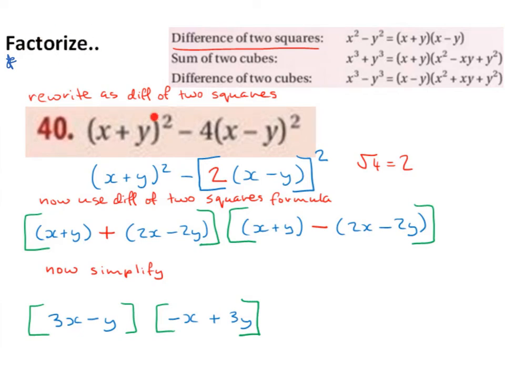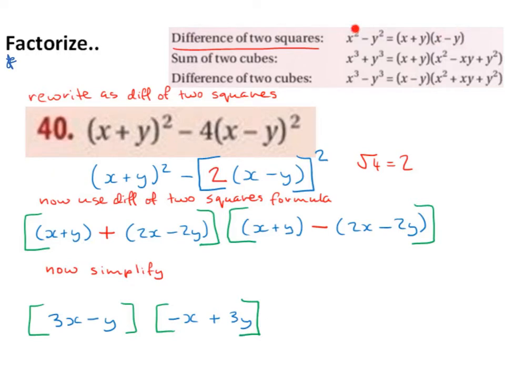Factorize (x + y)² − 4(x − y)². The first thing we want to do is rewrite them as the difference of two squares. So this is the formula for the difference of two squares. x² − y² becomes (x + y) multiplied by (x − y).